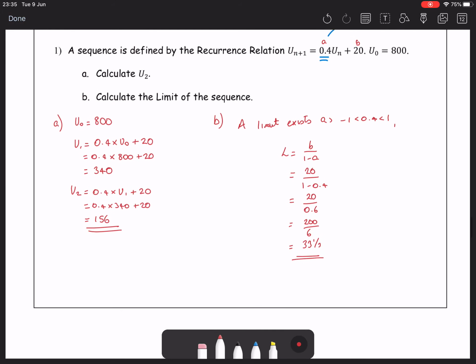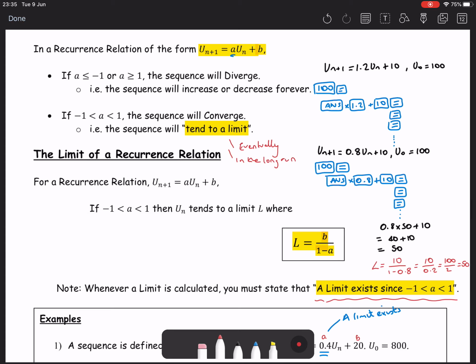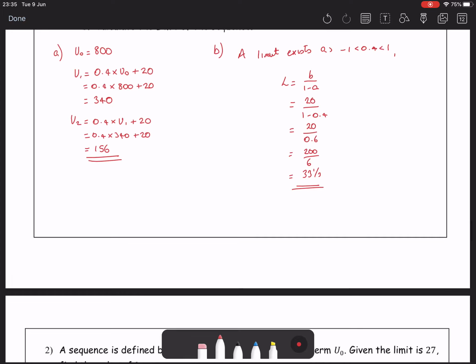Okay, a very typical limit calculation. Remember, in part B it might state explicitly the limit, or it might talk about some of the wording, such as eventually, in the long run, etc.